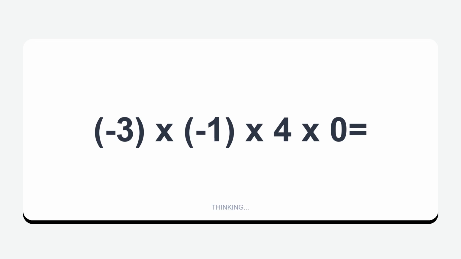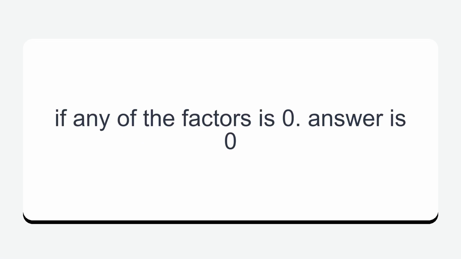-3 x -1 x 4 x 0 equals. If any of the factors is 0, the answer is 0.